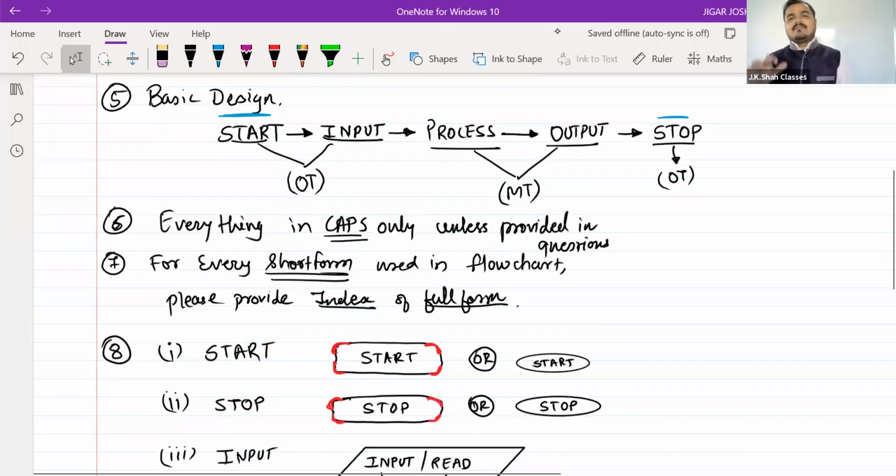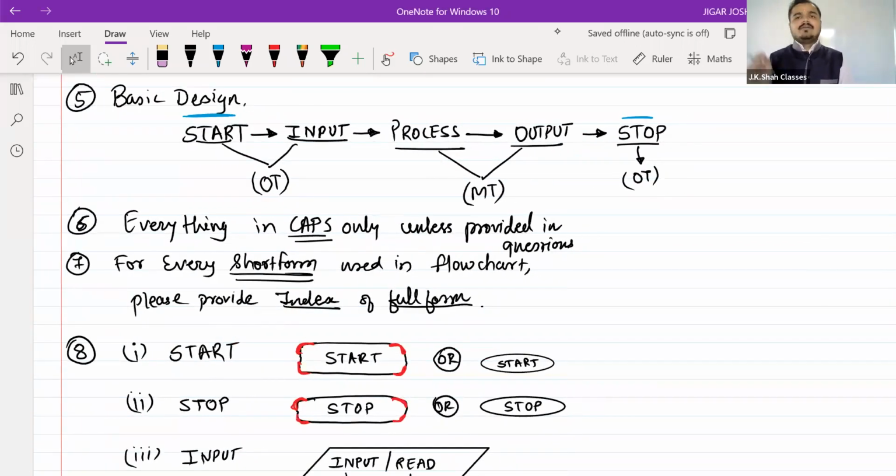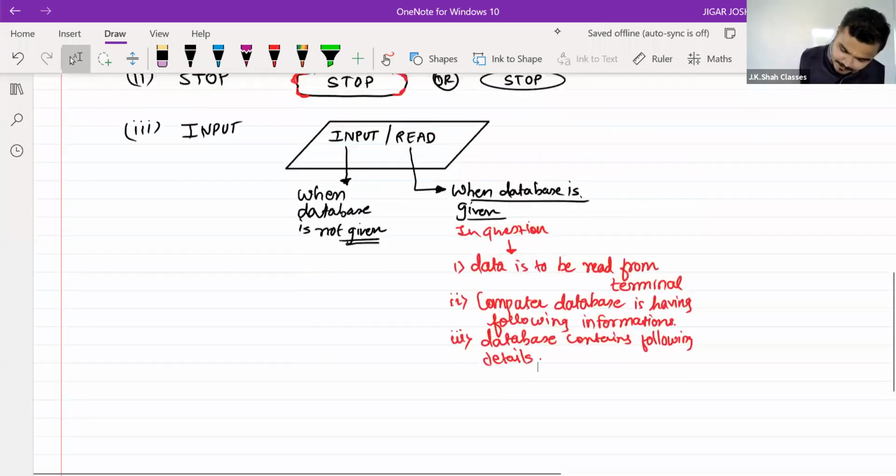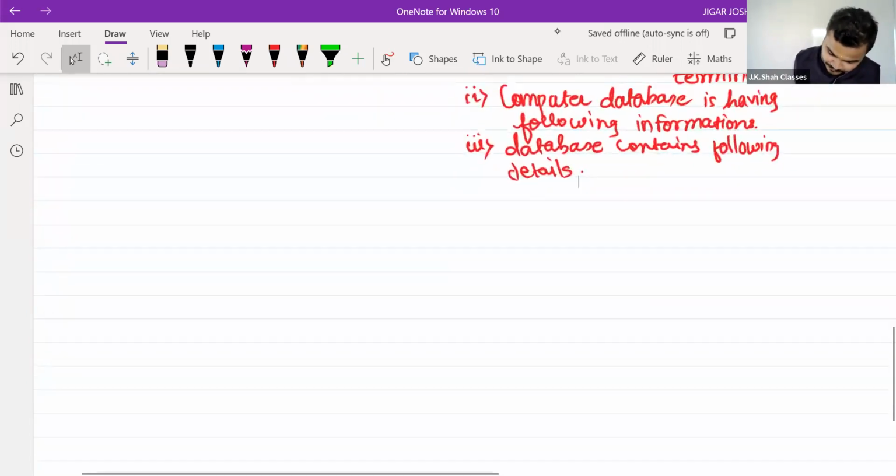People, the seventh point is that when we draw the flow chart, if I am using any short form to define any variable, suppose for defining the simple interest, if I am using SI only, then when my flow chart ends, people, at the end of that flow chart, I need to provide the index of the full form. Next one, people, please concentrate.